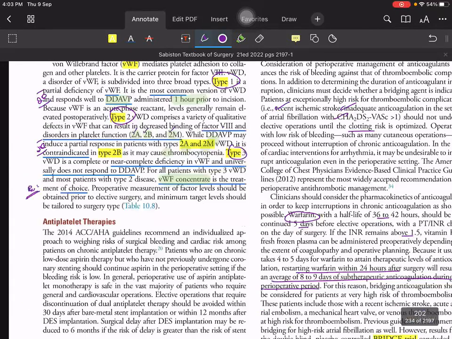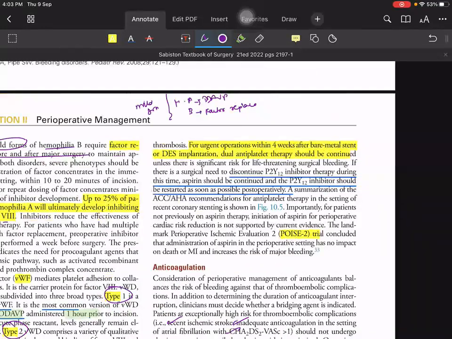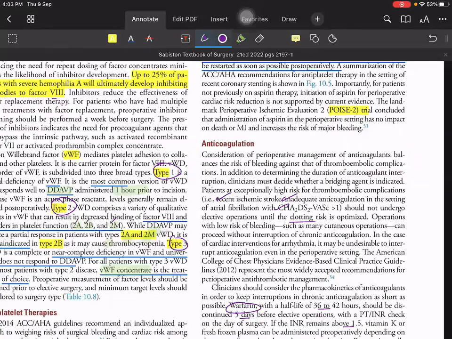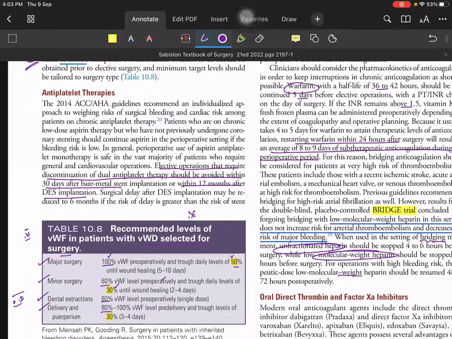Now let's come to antiplatelet therapy. Elective operations that require discontinuation of dual antiplatelet therapy should be avoided within 30 days after a bare metal stent and within 12 months after a drug-eluting stent. The same thing we already saw: 1 month for BMS and 1 year for DES.